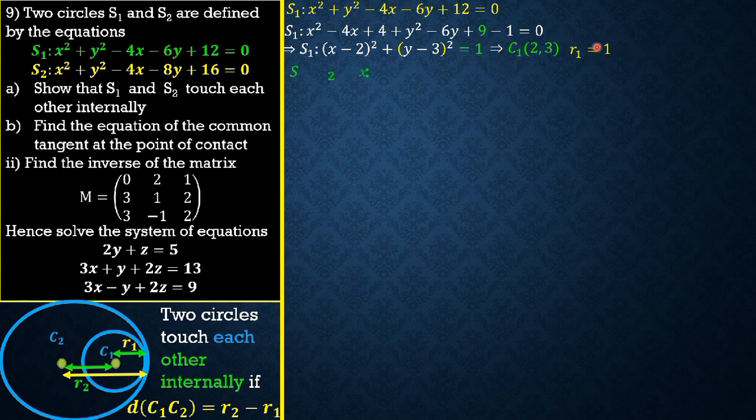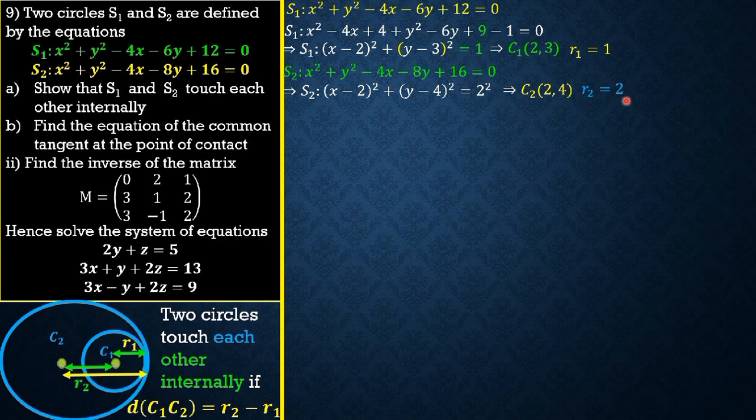We have 2 and 3, and the radius is going to be the square root of 1, which is simply 1. Now, for the circle S2, if we complete the square, we are going to have the center at the point 2 comma 4. Now, friends, if that's the case, the radius is the square root of 4, which is 2. Now, guys, what then?